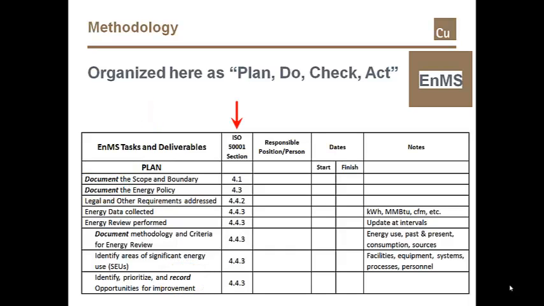The ISO 50001 section lists the clause number of the standard associated with each task. Persons assigned to tasks and accountable for them may be identified in this column. Start and finish dates indicate when tasks were begun and finished. Notes may indicate relevant parameters, systems, groups, and equipment.